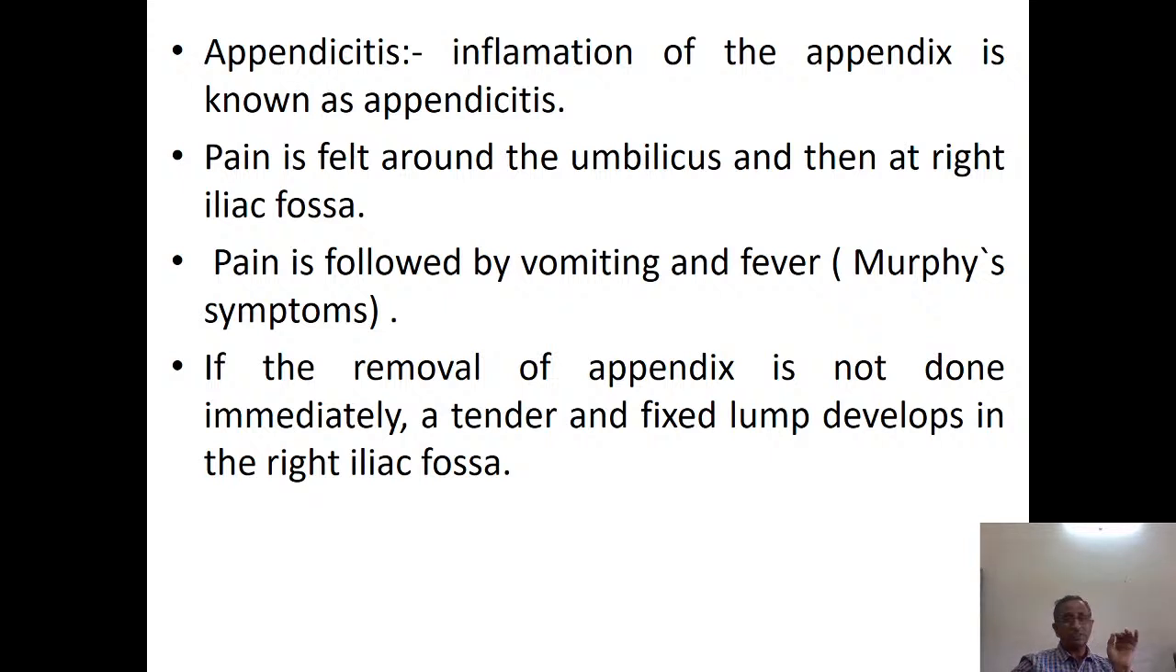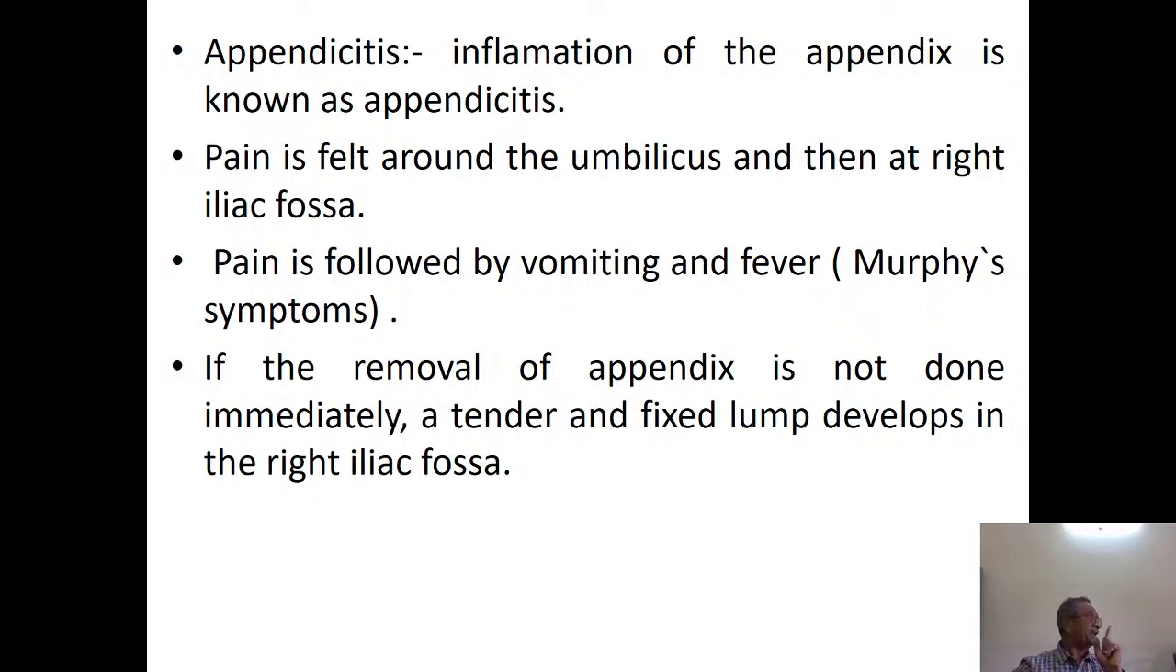You just ask him to stay in the hospital for 1 or 2 hours, then after that you will see that the pain is concentrating on the right iliac fossa, where you can see the McBurney's pain, the tenderness at McBurney's point.